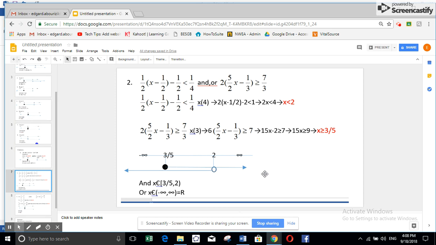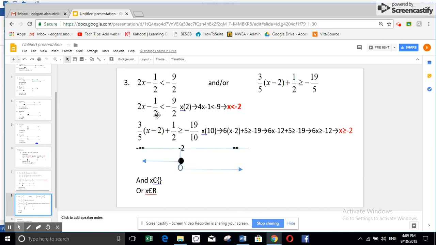You want bigger or equal, and for x, you want it less than 2. So the common here between the two is from 3 over 5 included till 2 open. And or is everything. These lines are overlapping. So from minus infinity till plus infinity.